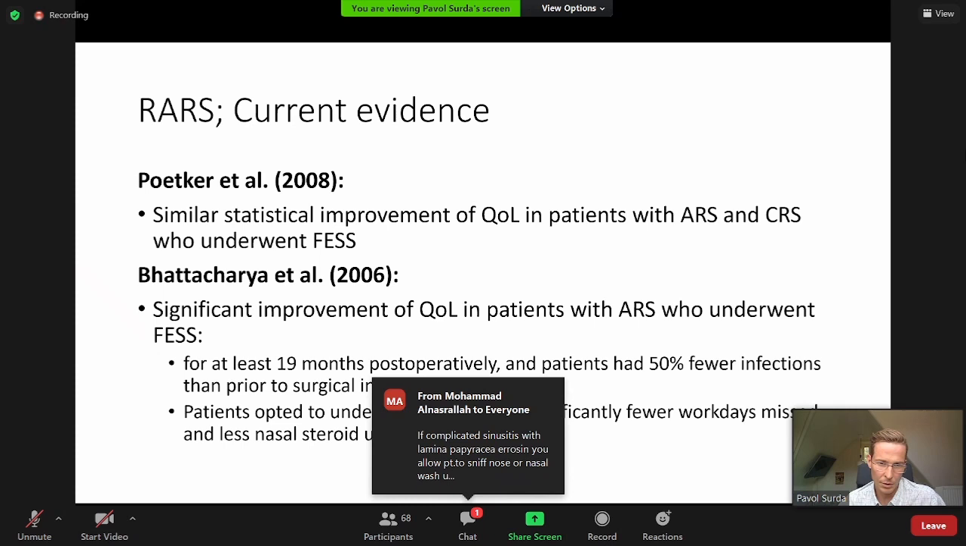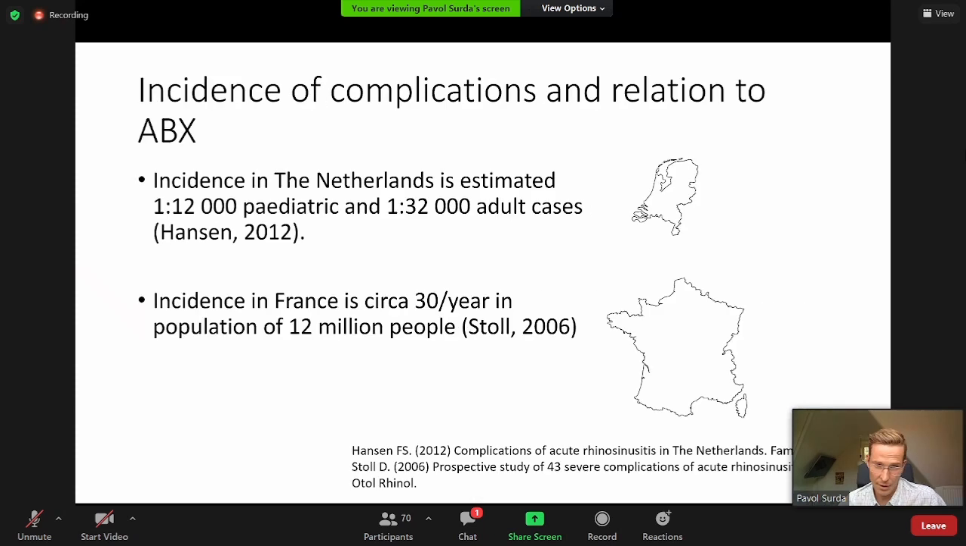Now, I'm going to continue with the complications of acute rhinosinusitis. We have three main categories: orbital, intracranial, and bony. The orbital ones are the most common, so I think it is most important to recognize and understand their management. First of all, I would like to emphasize that it seems from the evidence that antibiotics do not reduce the frequency or incidence of complications. By not giving antibiotics, the patient is not more likely to have a complicated course.